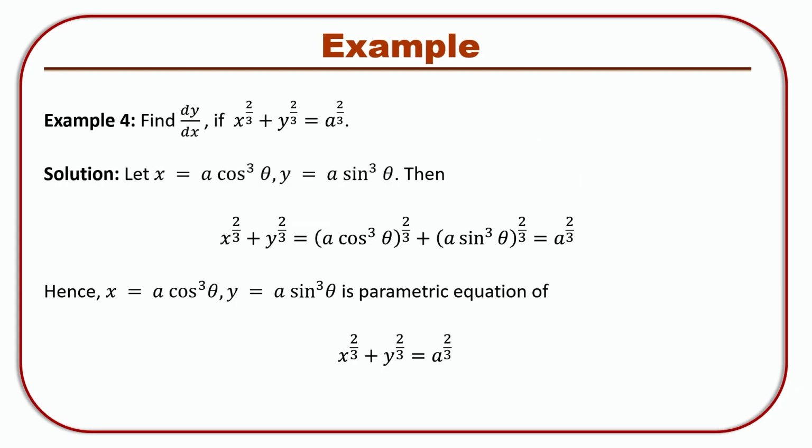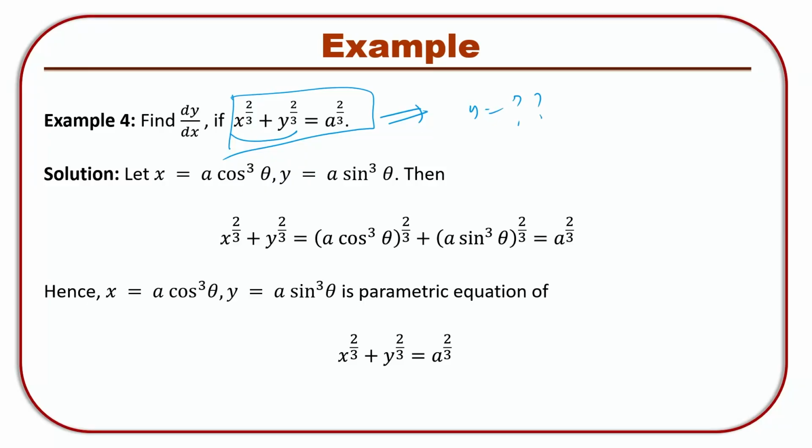Now, example 4: find dy/dx if x^(2/3) + y^(2/3) = a^(2/3). As you can see, these indices are fractional. Now, can you write y equal to something? No, you cannot write it that way. If you were able to find it, it would be a very complex structure which is intractable in a mathematical manner. So that's why we have to use some of the theorems.